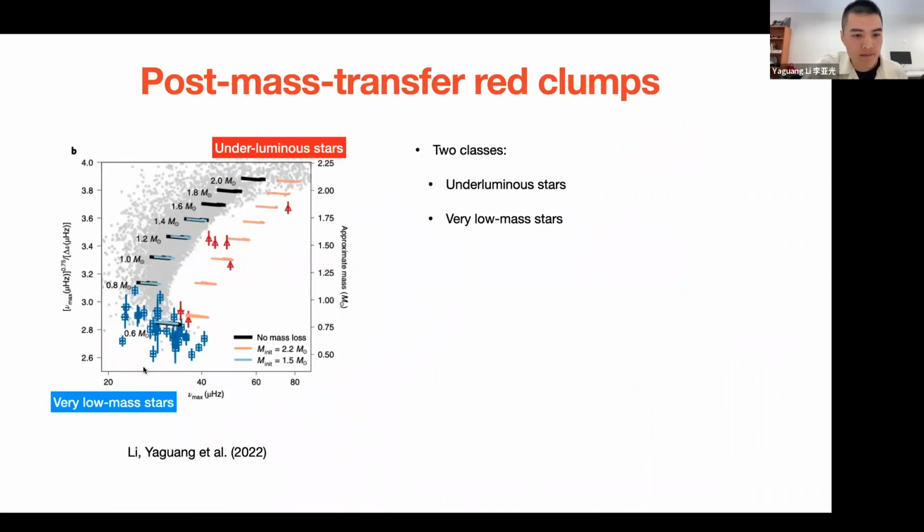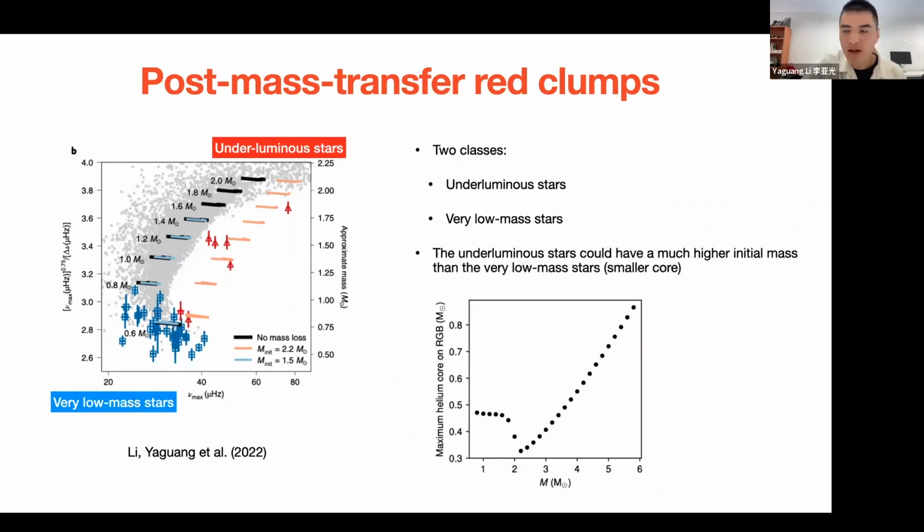So in summary, we discovered two types of stars that can't be readily explained by single stellar evolution. One type of star is called underluminous stars, which lie on the right-hand side of the zero-age helium burning phase. And another type is called very low mass stars, which are located on the bottom part of this hook-like structure. So how do we explain their position on this seismic diagram?